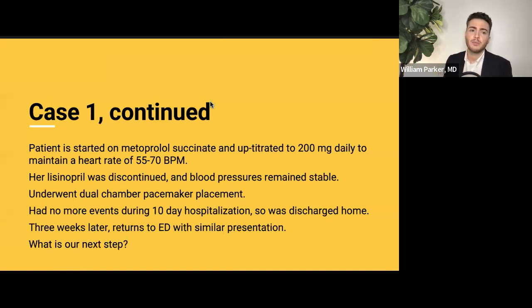She underwent dual chamber pacemaker placement, the indications for which I'll talk about in a bit, and had no more events during the 10-day hospitalization. So she was discharged home. However, 3 weeks later, she came back with essentially the same presentation. So our question should be, she's on a pretty good medication regimen, but still pretty profoundly symptomatic, similar to her ICU admission this time around. So what should our next step be?